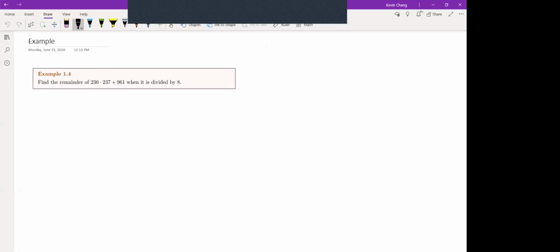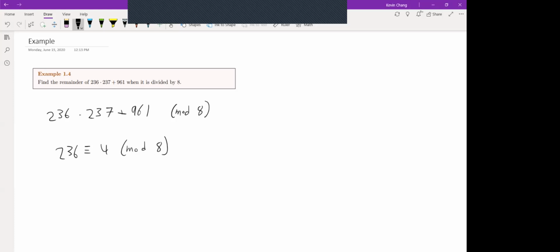So we're looking for 236 times 237 plus 961, and we're going to have this mod 8 because we're trying to find the remainder when it is divided by 8. And we're going to find what this is congruent to. So instead of doing this entire thing, we'll do it one by one. So 236 mod 8. If you do the computation real quick, this should be 4 mod 8.